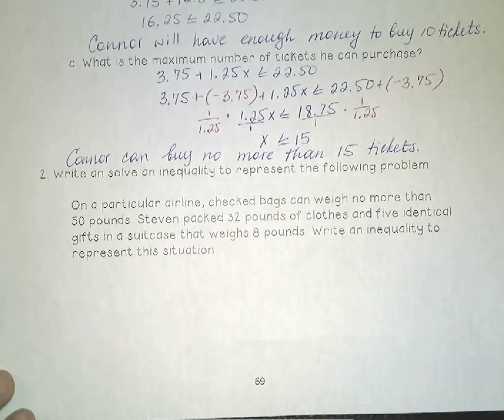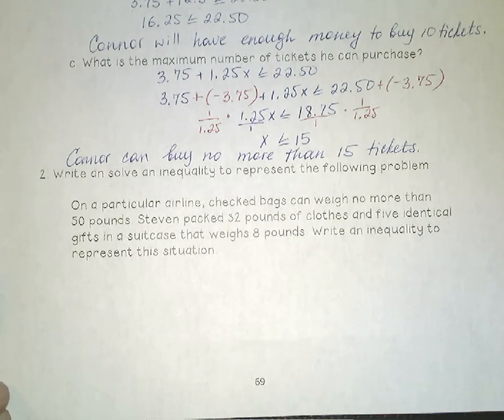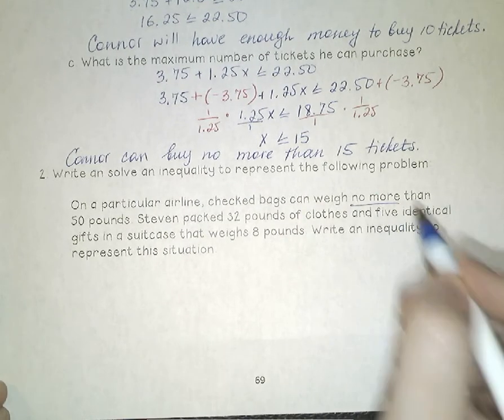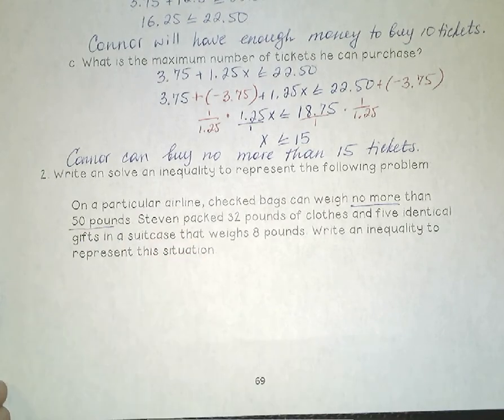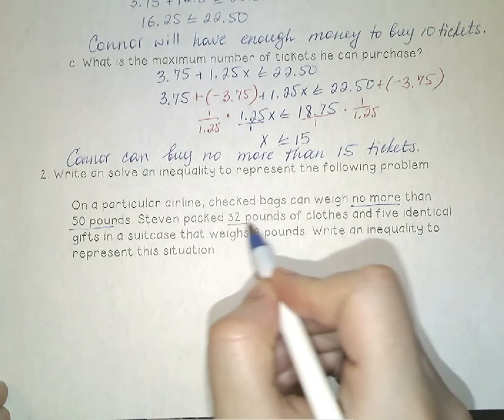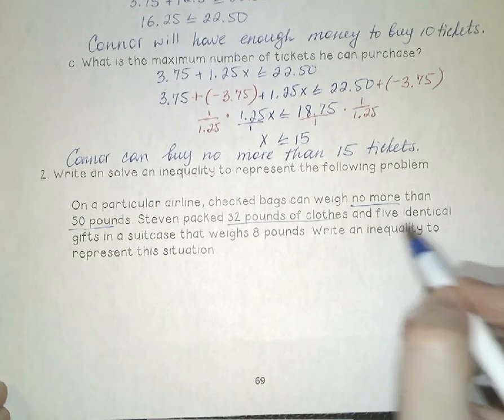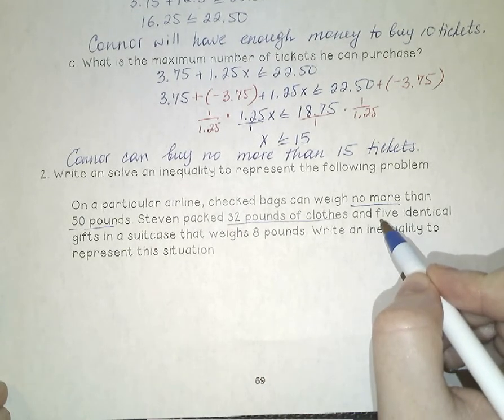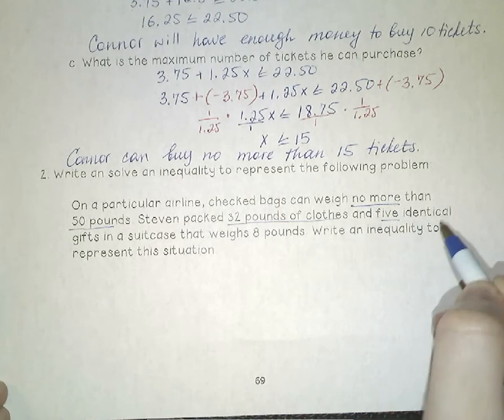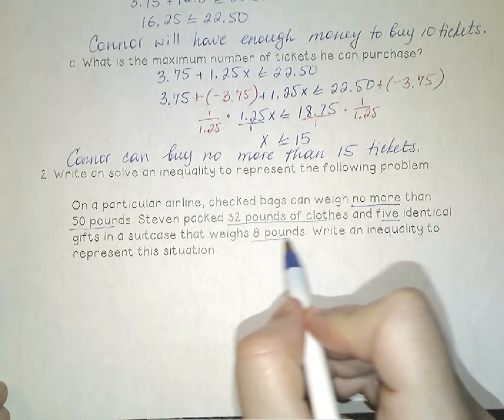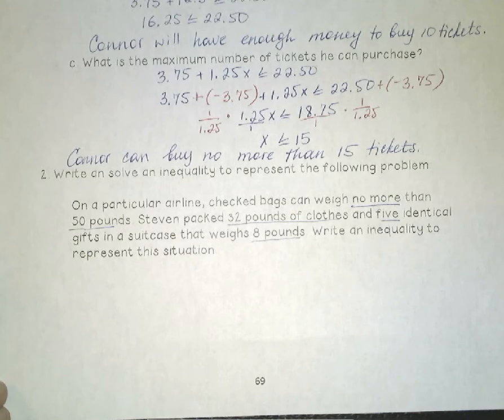Number 2. Write and solve an inequality to represent the following problem. On a particular airline, checked bags can weigh no more than 50 pounds. I will just right away underline no more than 50 pounds. Stephen packed 32 pounds of clothes and 5 identical gifts in a suitcase. 5 gifts that weigh 8 pounds. Write an inequality to represent this situation.